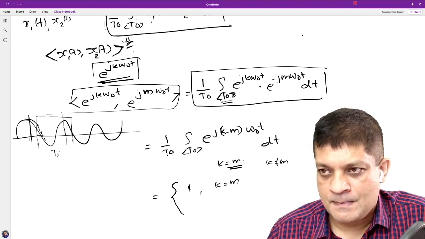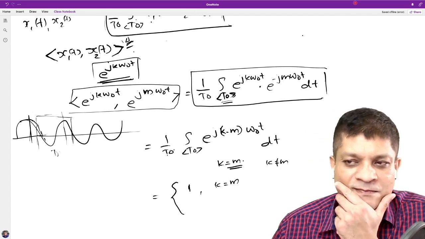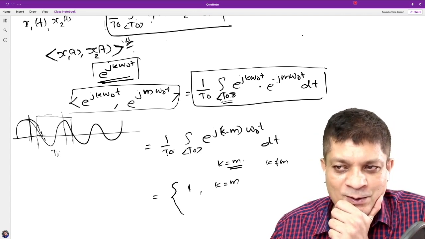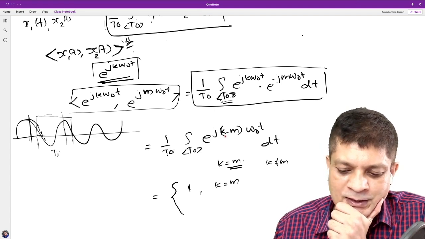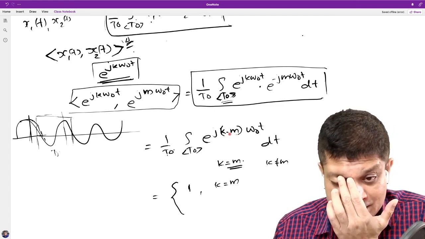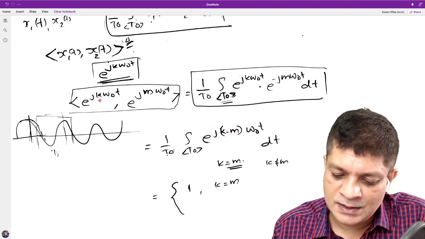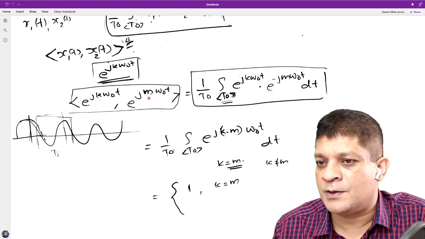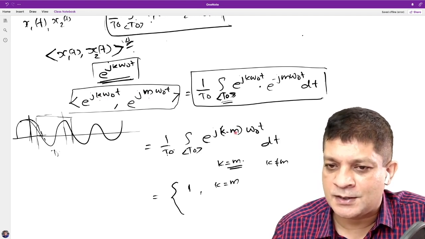Sir, because if we break it into its cosine and sine components, then the integral will be 0. Why is the integral 0 in this case? What are k and m? They are integers. Here we are considering the kth harmonic and the mth harmonic. k and m are integers, so k minus m is an integer.